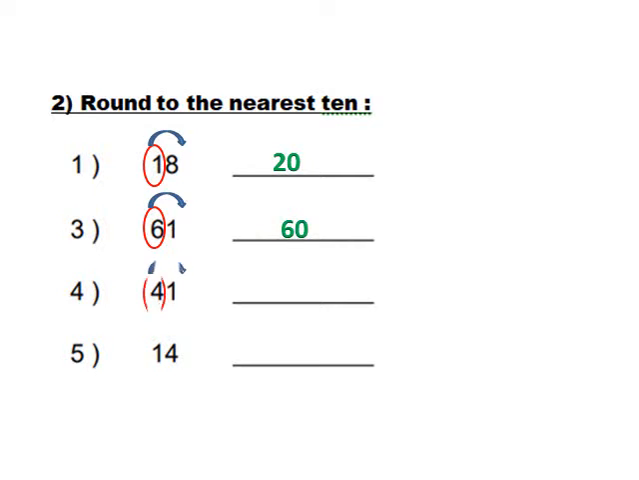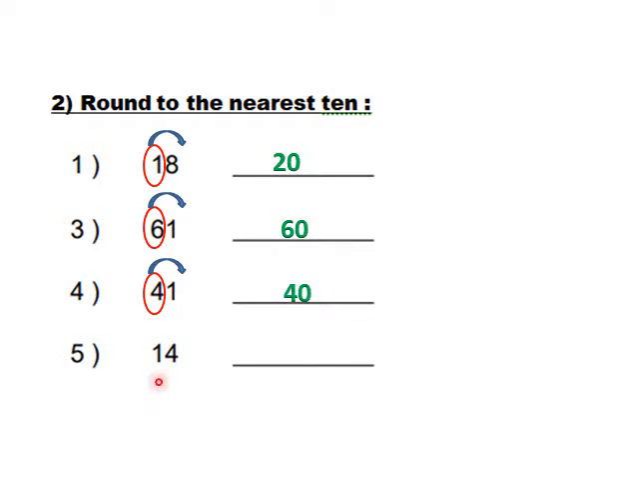41. I will circle 4 because I'm rounding to the nearest 10. I will check the number on the right side. Again it's 1. 1 is a weak number. So the 4 stays as it is. And I have one number to the right side. So I will put 1 0 to the right of the 4. So 41 rounded to the nearest 10 is 40.